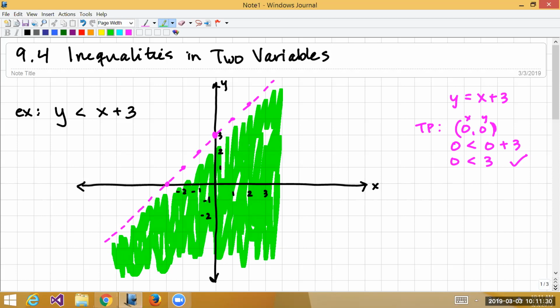Now, let me show you the method by observation. So when looking at this inequality, the y represents basically all the y values, and this represents, let's do this in a different color, the line itself. Okay, so the line itself, here we have it, the purple line that's dotted. Now we are looking for all the y values that are less than the line itself.